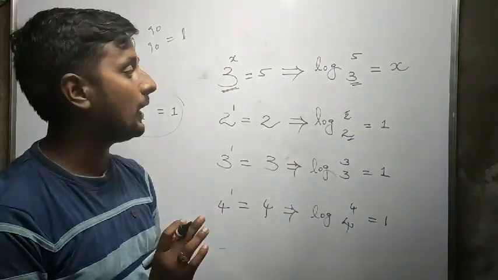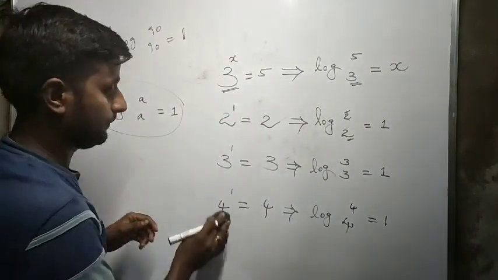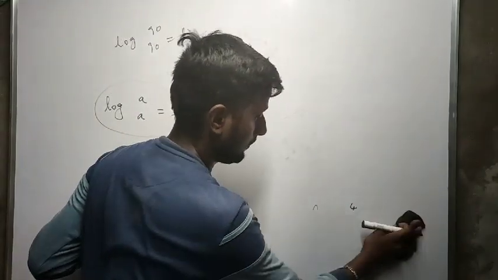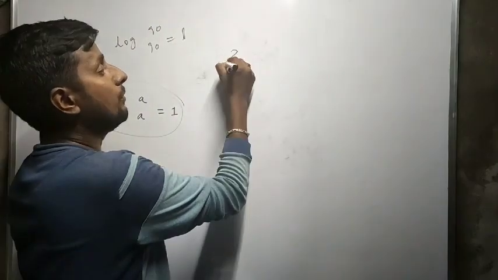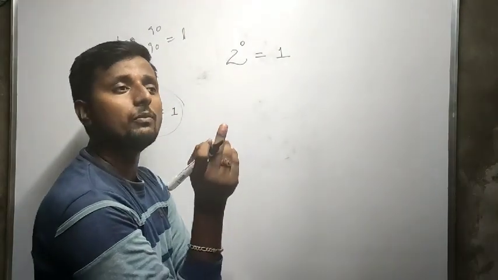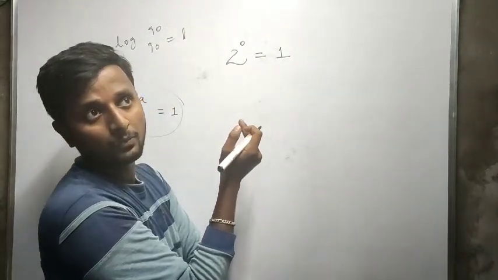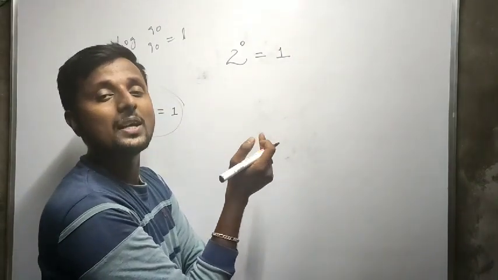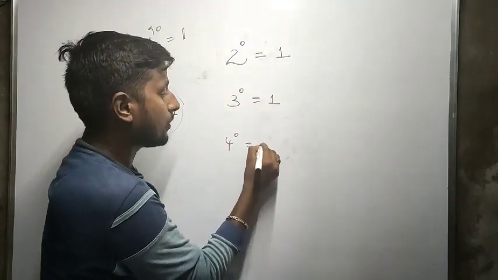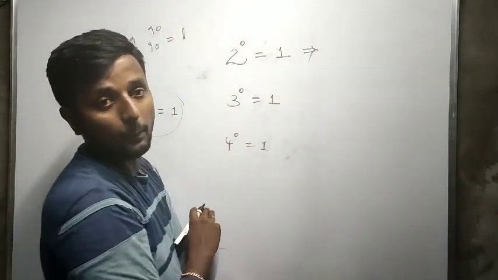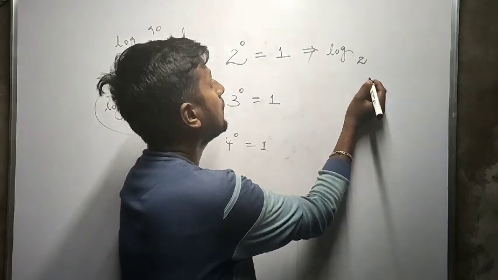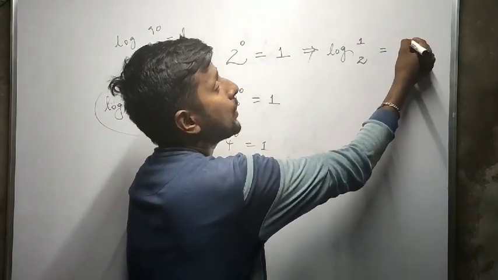The logarithm number. Next, 2 power 0 is equal to 1. I said already, in the exponential form, any number with a power of 0 gives the answer 1. So 3 power 0 is equal to 1, 4 power 0 is equal to 1. But if we convert to logarithm form, what happens now? Log, 2 is the base here, right? 2 as it is. Look at 1, that is equal to 0.